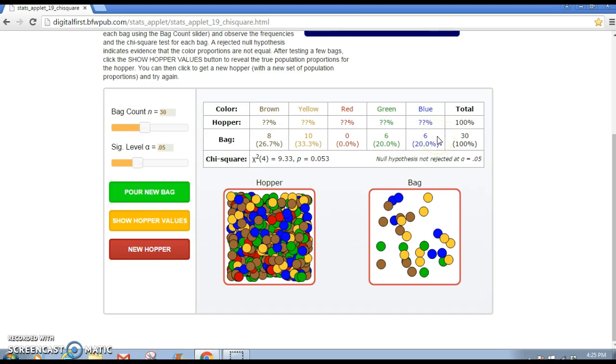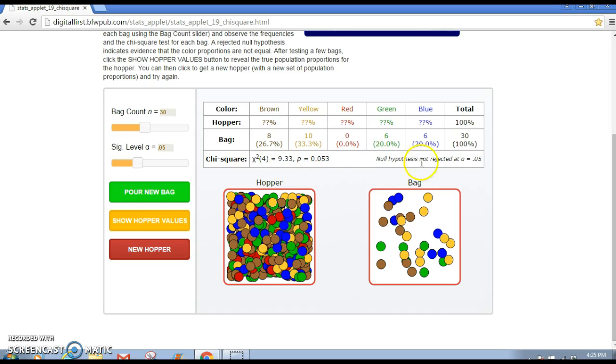Now remember that our null hypothesis was that all 5 colors are represented equally, and then our alternative is that all 5 colors are not represented equally. Now, this app will calculate the chi-squared value for you. This is the chi-squared with 4 degrees of freedom, since we have 5 categories. We subtract 1 for 4 degrees of freedom. There's your chi-squared value, and then your p-value.